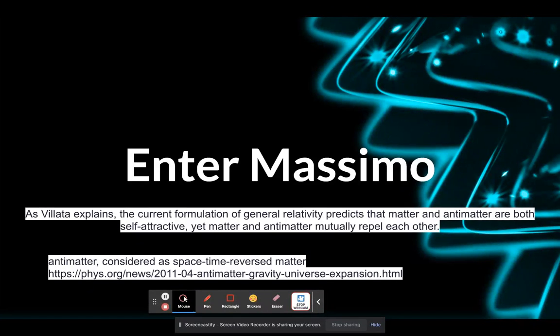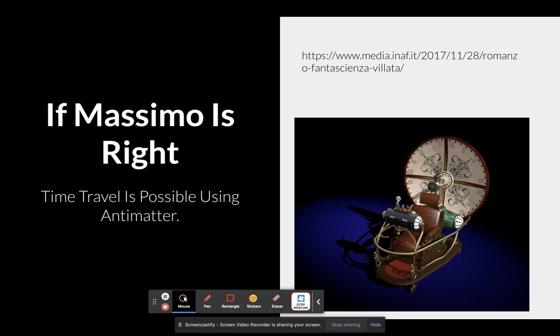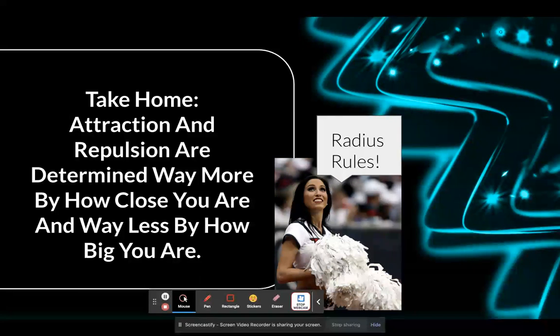Enter Massimo. Massimo says that matter and antimatter are both self-attractive, yet matter and antimatter mutually repel each other, which would mean that antimatter would actually be matter in a reverse time stream. So if Massimo is correct, time travel is possible using antimatter. Take home: attraction and repulsion are determined way more by how close you are than by how big you are. So mass is not the issue, it's about ratio.